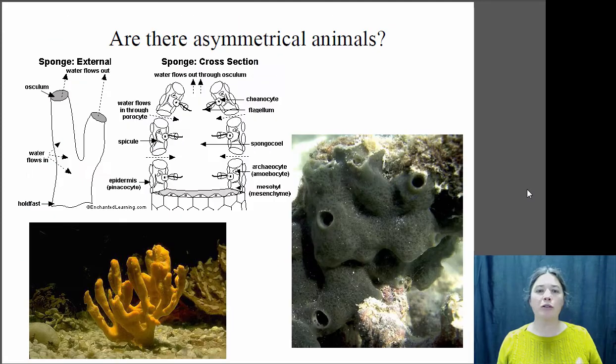Okay, are there any asymmetrical animals? Yes, there are. Sponges are weird. Sponges are asymmetrical. So they just kind of form associations between the different cells in the sponge, and they can kind of form whatever shape they want. So they don't have any particular shape. They have various kind of standardish shapes, but none of them are symmetrical. There's no way you can divide a sponge in half and get two equal halves.